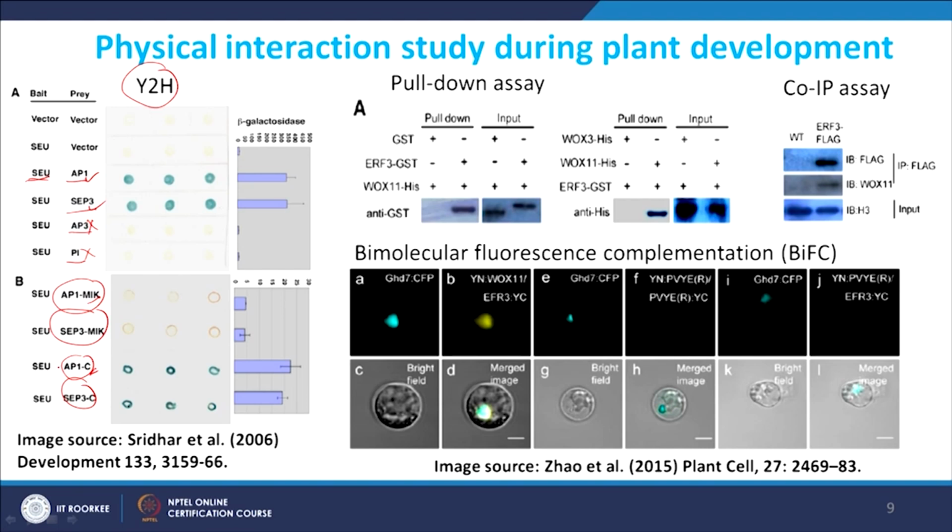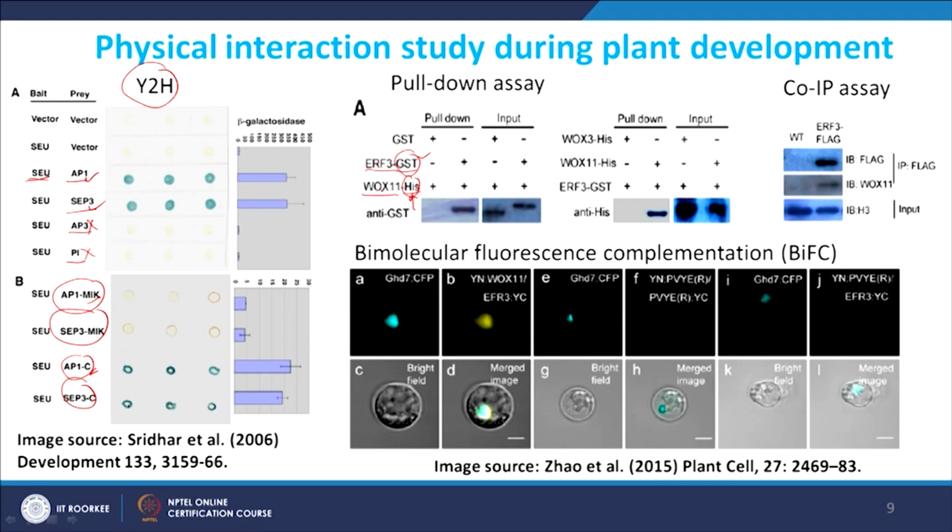Okay, another assay, done for another two very important transcription factors during adventitious root development in rice. ARF3 is an AP2 domain containing transcription factor, VOX11 is a homeobox domain containing transcription factor, and both are very important for adventitious root development. Through the pull down, they have fused ARF3 with a GST tag and VOX11 with a His tag, and you can pull down using anti-GST antibody or anti-His antibody. If you are using anti-GST for pull down, you can then do immunoblotting using anti-His antibody.